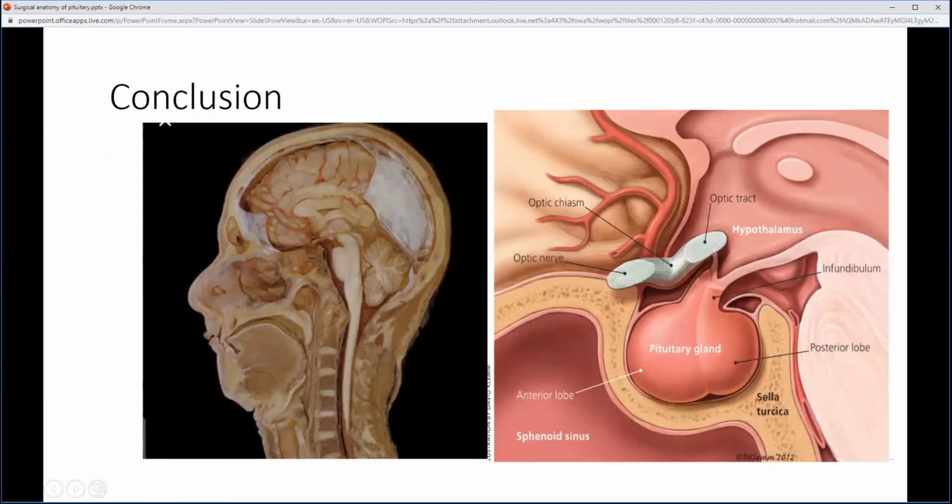So in conclusion, the pituitary gland is a major gland in the endocrine system. It is one of those structures in very close relationships with the vascular and the nervous structures of the central nervous system.